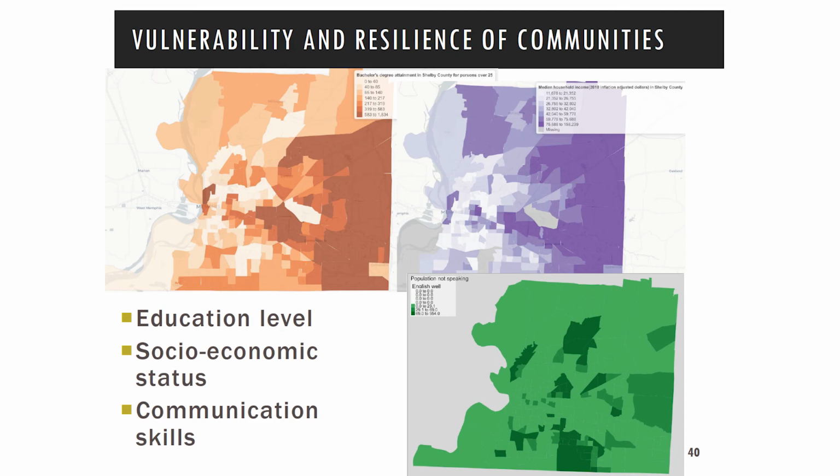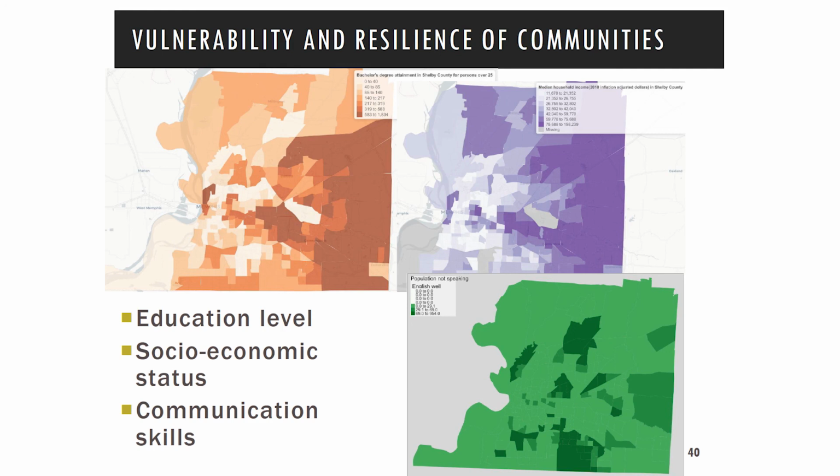For Shelby County specifically, we noticed a certain trend, that three specific indicators are heavily impacting how the social vulnerability indicator is calculated. The first one is the education level. This is showing essentially the percentage of bachelor degrees earned across the county. Socioeconomic status is shown here in terms of median household income. And then the interesting one is communication skills. Here, the darker the color, the higher the percentage of people who do not speak English well, which is extremely important for emergency responses and evacuation.